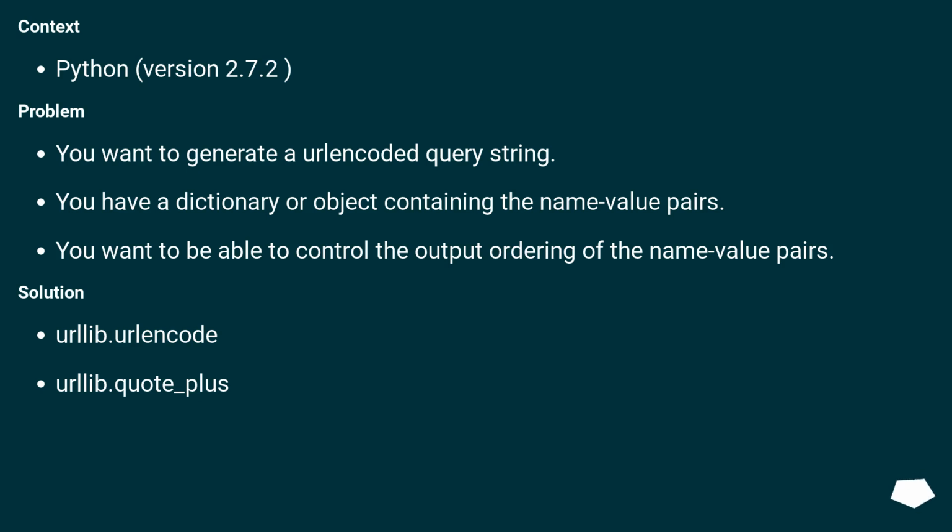Context. Python, version 2.7.2. Problem. You want to generate a urlencoded query string. You have a dictionary or object containing the name-value pairs. You want to be able to control the output ordering of the name-value pairs. Solution. urllib.urlencode, urllib.quote_plus.